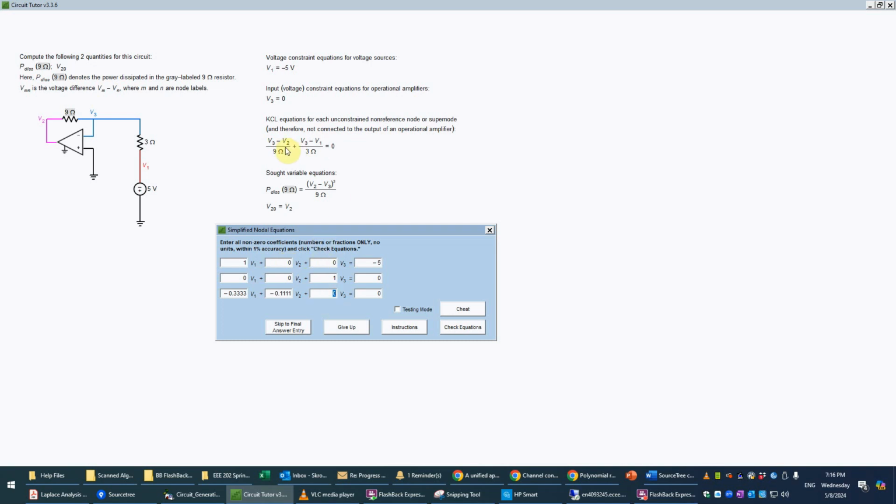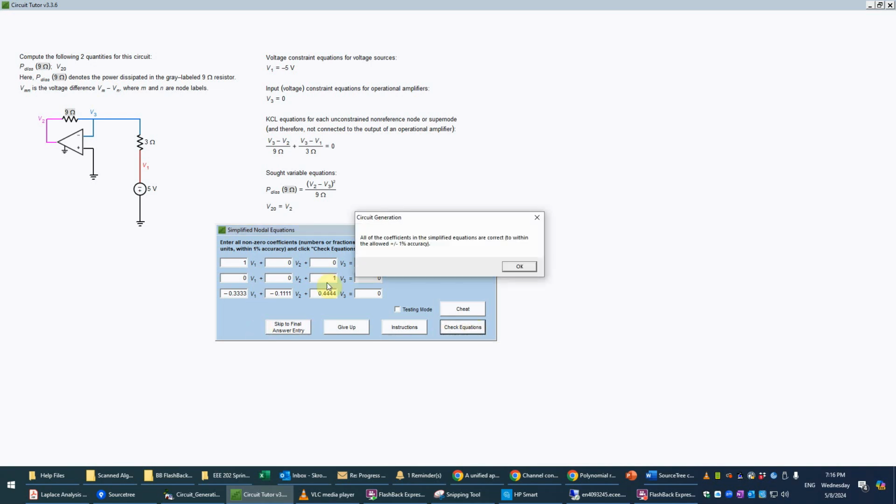And then the V3 coefficient, now we have two terms, so we have 1/9 plus 1/3, or 1/9 plus 3/9 if you will, so that's going to be 4/9 altogether for V3. And 4/9, as you probably know, well, we can just type it as 4/9, but it will change it to 0.4444. And then the constant here is going to be 0. So that constitutes our equations, very simply. We'll check that.